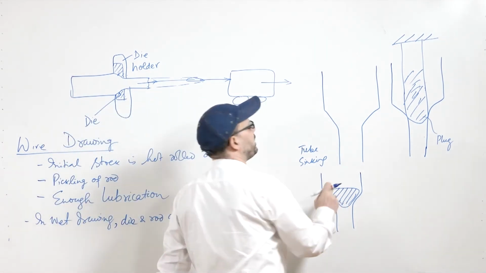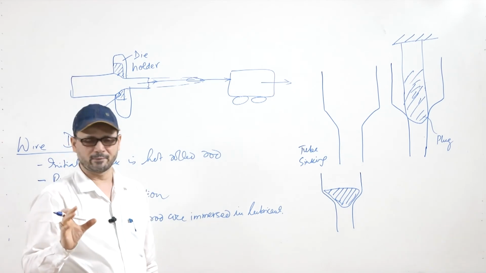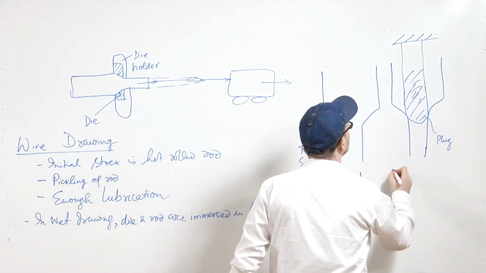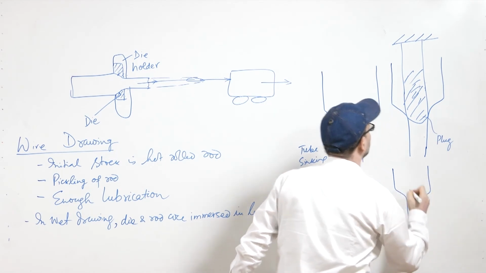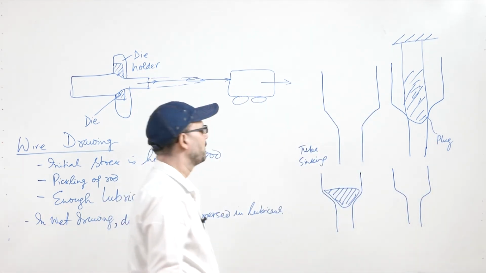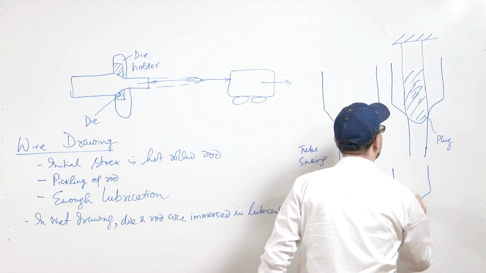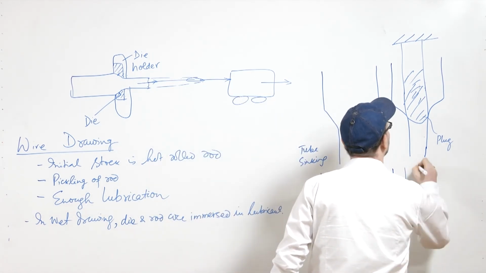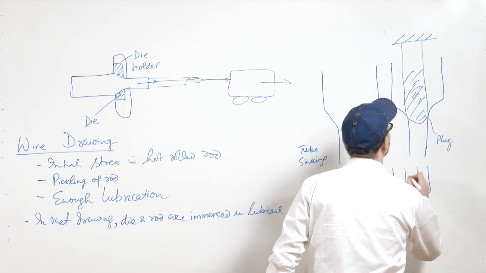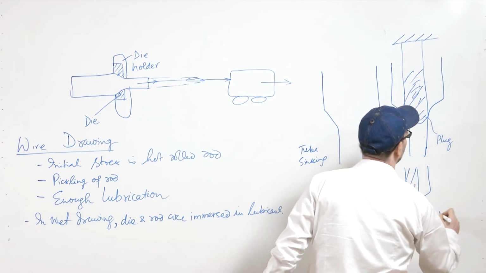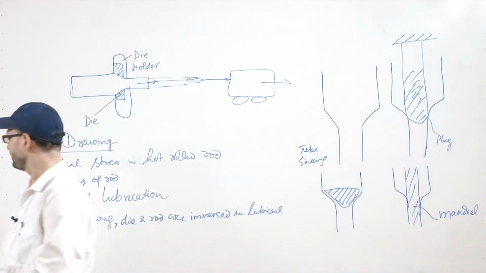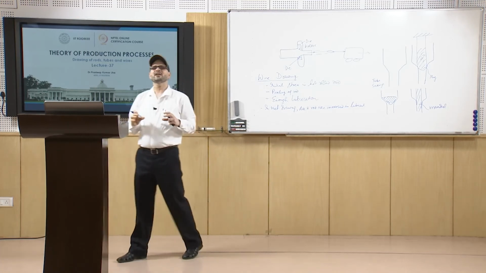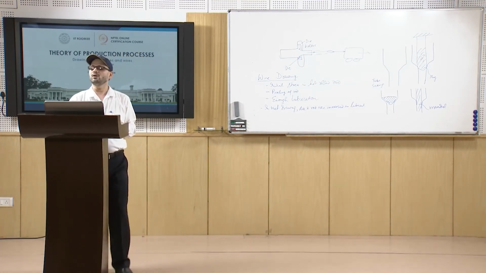Here this plug is not fixed, but floating, or else we also use mandrels to make these tubes. In that, the mandrel has the hole, so one mandrel is there. This use of mandrel is also advocated for making the tubes. So, you have different methods of making these tubes.